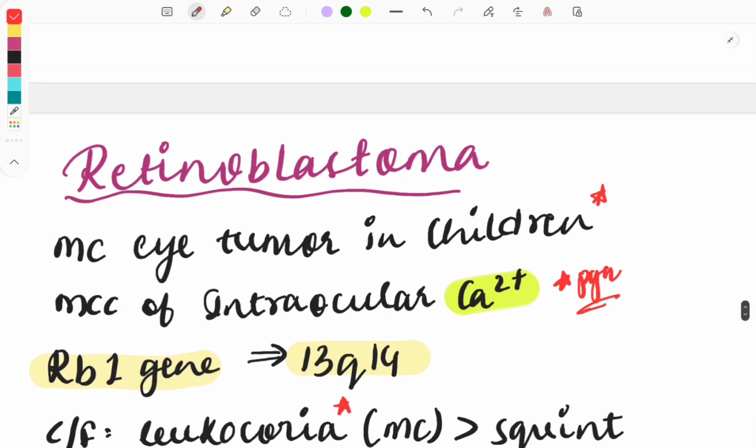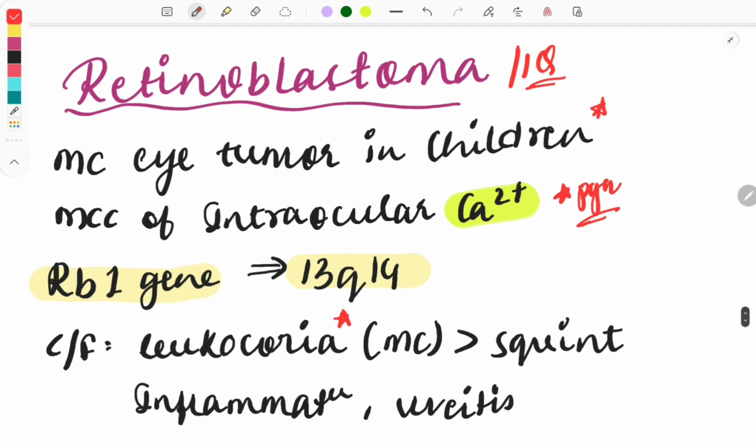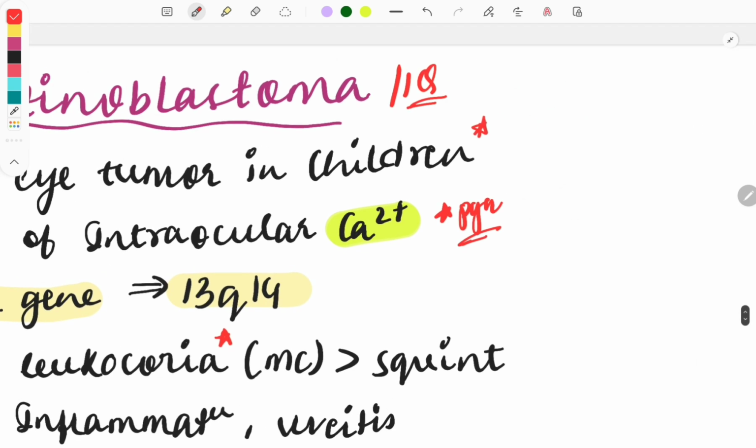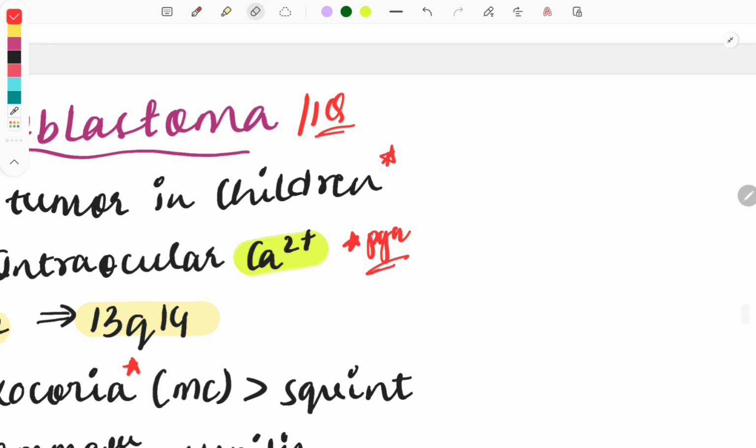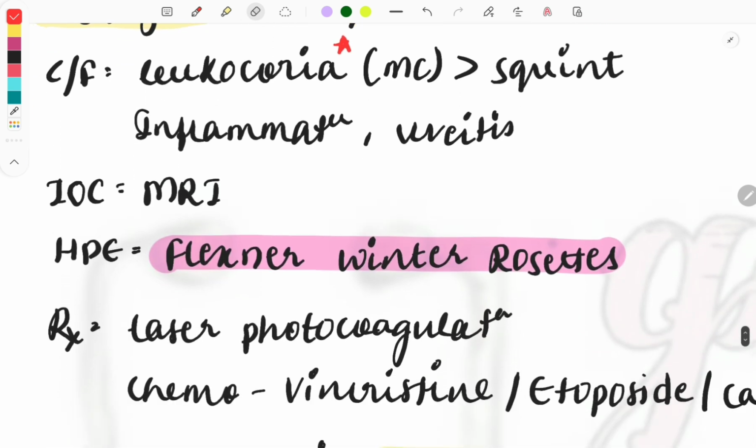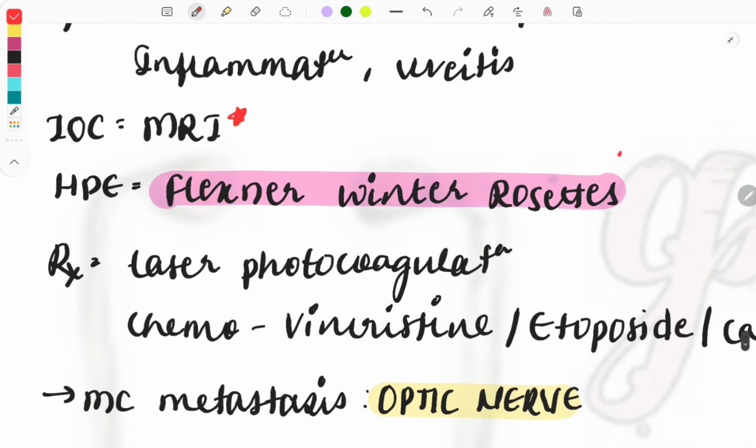A short question will come from retinoblastoma, either on the investigation or on the gene mutation, or they can give 4 options and ask which is correct or which is false. Then the investigation of choice is MRI, important. Then this is also an important thing.